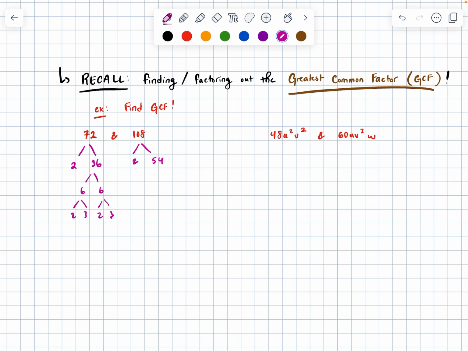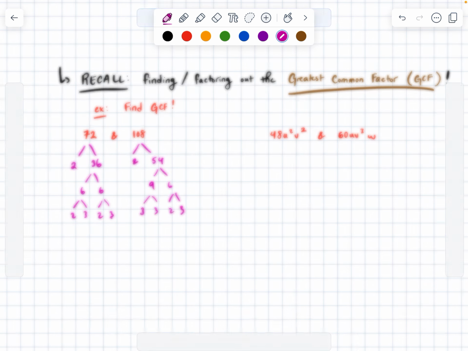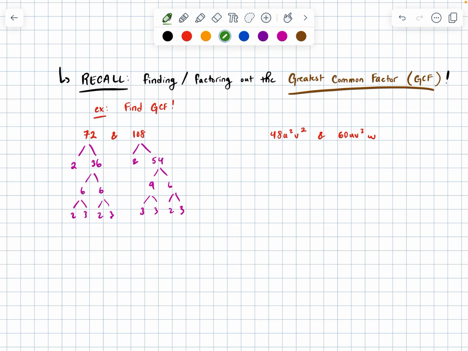I know it's divisible by 2. 2 times 54 gets me to 108, and I can break down 54. Well, 54 is 9 times 6, and I know that 9 is 3 times 3, and 6 is 2 times 3. For the greatest common factor, I need the biggest possible number that's contained in both. So the easiest way to find the GCF is to think, well, what do these guys have in common? Well, look, both of them have a 2. Both of them also have a second 2. But if I try to take this third 2 over here, there's no 2 that I can pair it with in 108. So that can't be included in my greatest common factor.